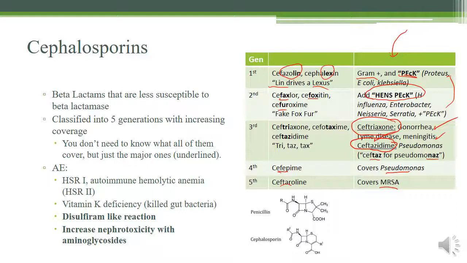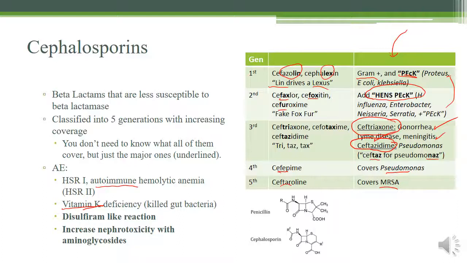Now, as for the adverse effects, of course you can be allergic to it. You can have an autoimmune hemolytic anemia, just like any of the other penicillins. But more specifically, it can also kill gut bacteria. And we've talked about some of the bad effects of killing gut bacteria, like pseudomembranous colitis. But you do have to also look out for vitamin K deficiency. You kill the bacteria that is making the vitamin K for you for free.